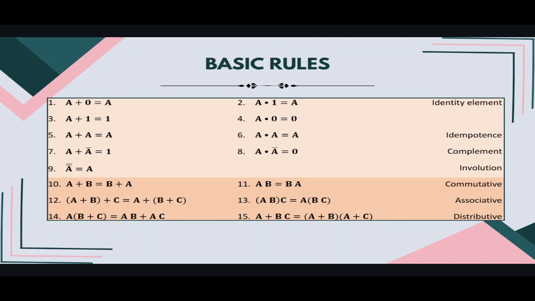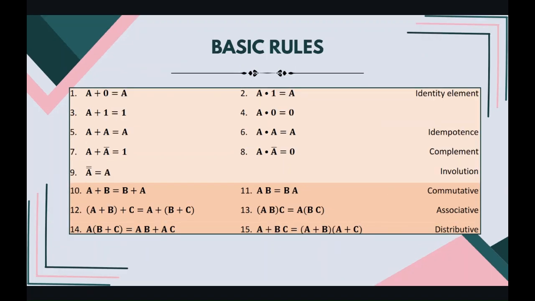The first rule is identity laws. The identity element in Boolean algebra states that adding 0 to any variable A gives A itself. Similarly, multiplying 1 with any variable A also gives A. These are fundamental properties that help us simplify expressions. The second law is the idempotent laws. These laws state that if a variable is ORed or ANDed with itself, the result is still the same variable. This means no need to write the same variable twice in an expression.